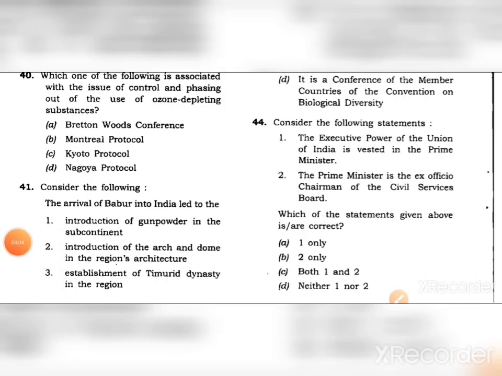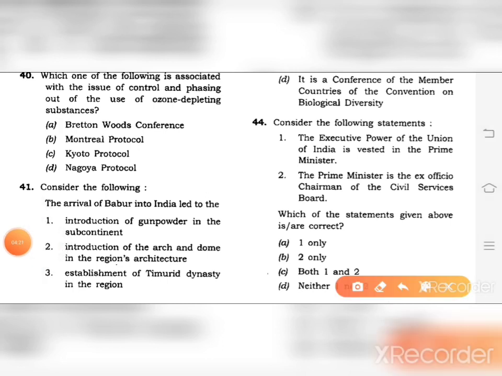Consider the following statements. Point 1. The executive power of the Union of India is vested in the Prime Minister. Point 2. The Prime Minister is the ex officio chairman of the Civil Services Board. In this question, the Prime Minister is not the ex officio chairman, so we can eliminate 2. The Cabinet Secretary is the ex officio chairman of the Civil Services Board.